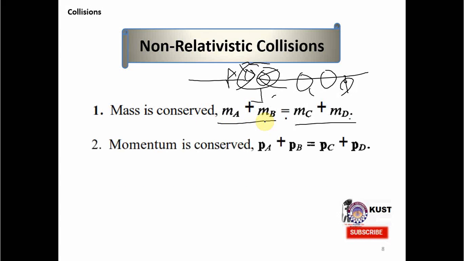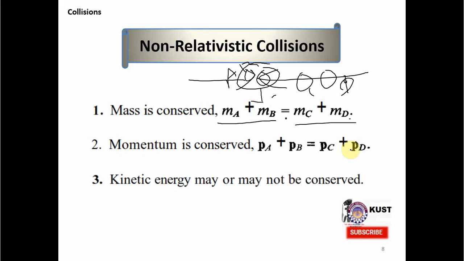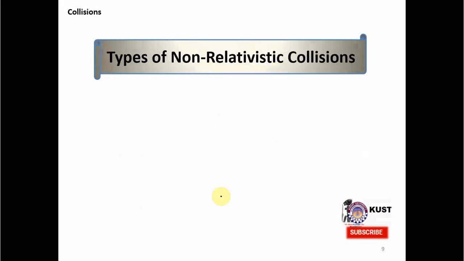And then the momentum is also conserved, that is, the total momentum before collision, PA and PB, although the momentum of the individual particles can change, the total momentum of the system cannot change. So PA plus PB must be equal to PC plus PD. And the third thing is kinetic energy. Kinetic energy may or may not be conserved. There are actually two types of collisions in non-relativistic: the first one is where the kinetic energy remains conserved, and the other one is where kinetic energy is not conserved. So both types of collisions are possible.